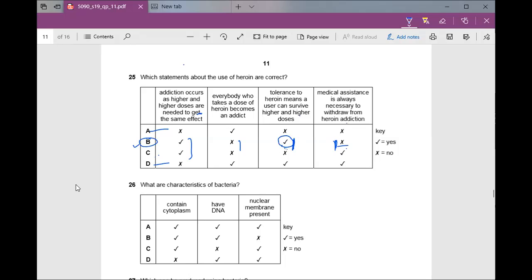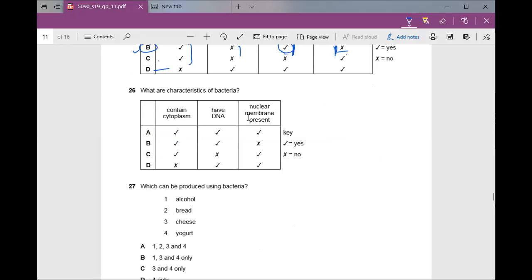Number 26, what are the characteristics of bacteria? Bacteria contain cytoplasm, they have DNA, and they don't have nuclear membrane. So 26, tick, tick, cross. This is the correct answer.